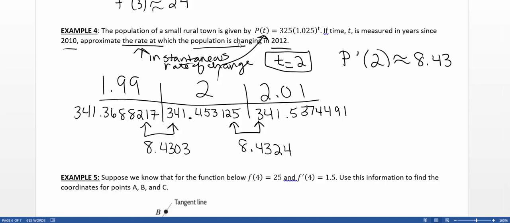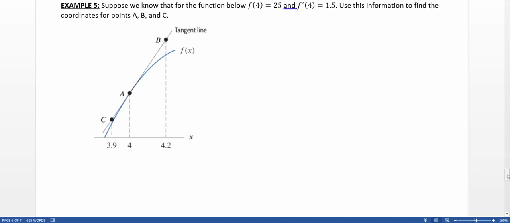So as you can see, as we move along, there's more and more information that we need to remember on how to interpret these things and apply them. Let's look at one final example here of how we might be able to apply what we know about the instantaneous rate of change to find out further information about a function. Example 5. Suppose we know that for the function below, f of 4 equals 25 and f prime of 4 equals 1.5. Use this information to find the coordinates for points A, B, and C.